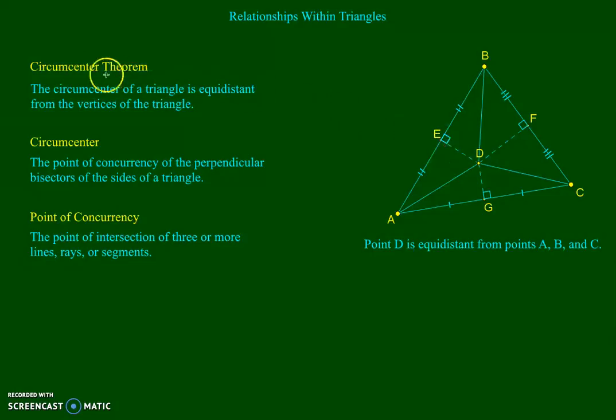And the circumcenter theorem states the circumcenter of a triangle is equidistant from the vertices of the triangle. And this is a very interesting one. The reason it's interesting is because if you actually find the circumcenter, what it's telling you is that the circumcenter is the center of a circle that will go through each of the three vertices. So no matter where the vertices are, that point will be the center of a circle where these 3 points are on the circle someplace.